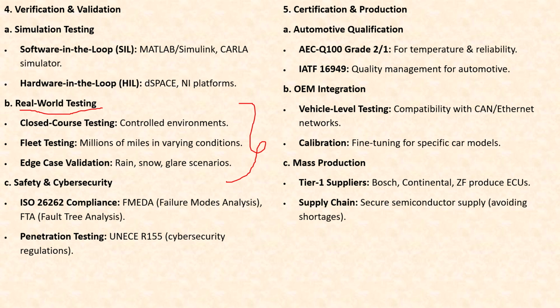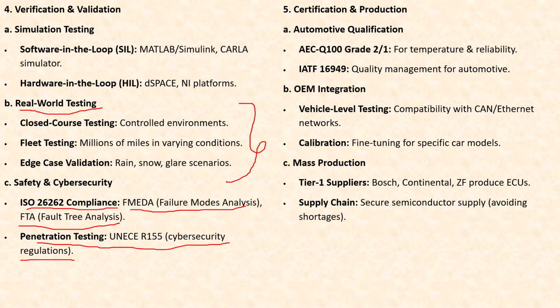Now coming to safety and cybersecurity, again you have to verify and validate that this compliance is properly met or fulfilled. Okay, and you do it by failure mode analysis and fault tree analysis. There is one more testing called penetration testing. I clearly explained this in the various types of testing that happen on the ECU. So this penetration testing also must be successful.